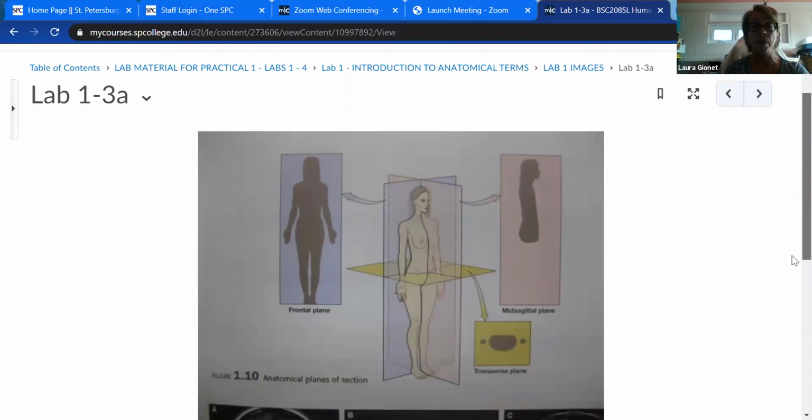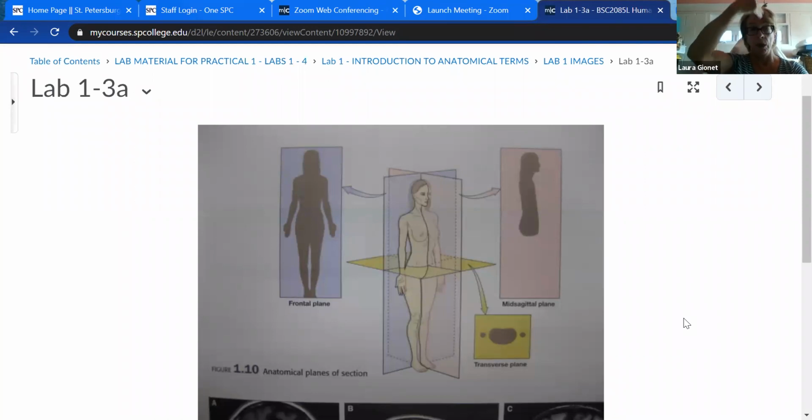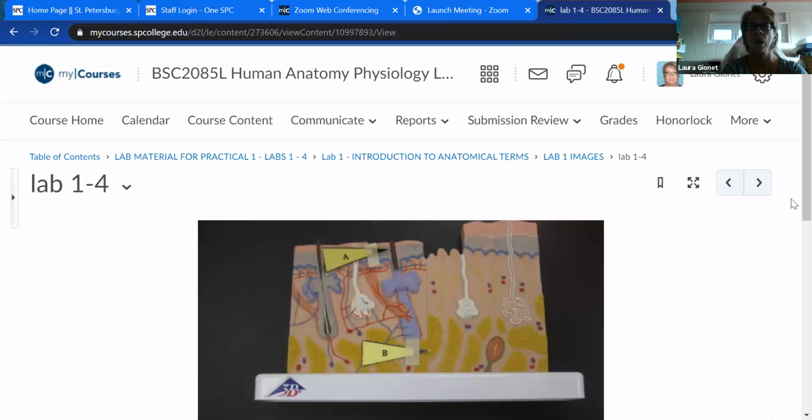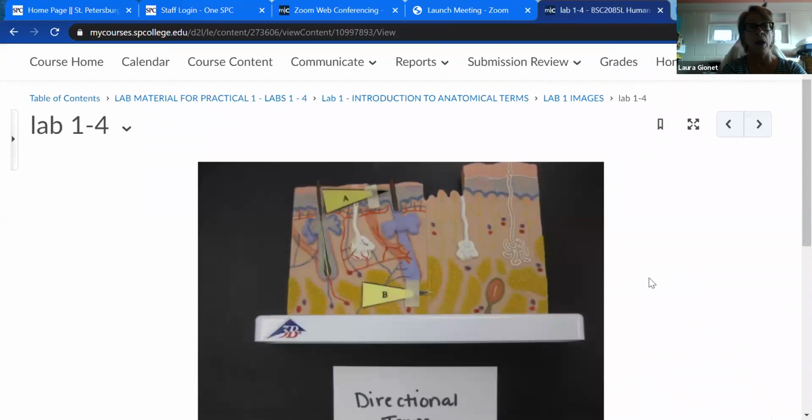Then we have planes of the body. This just shows you your sagittal, frontal, and transverse planes. Then we have a little wooden model from the epidermis. You'll see that more in lab 4. And here we're looking at the pair superficial and deep. So you have to picture this. You have to know this is the skin, and the skin is all around the surface of your body. So A is superficial to B, and B would be deep to A.